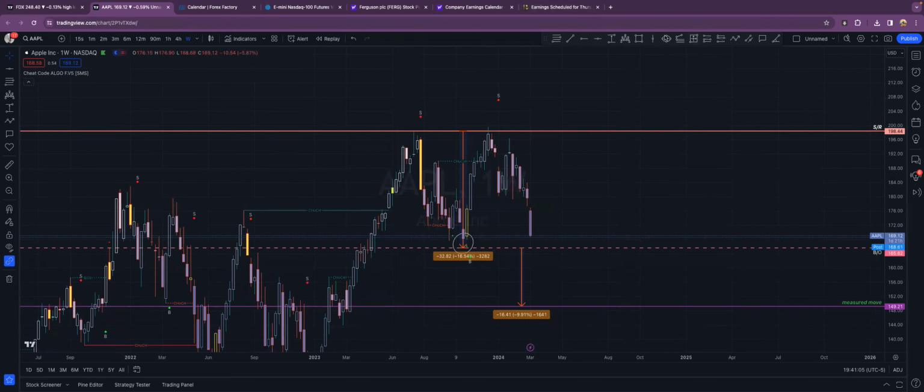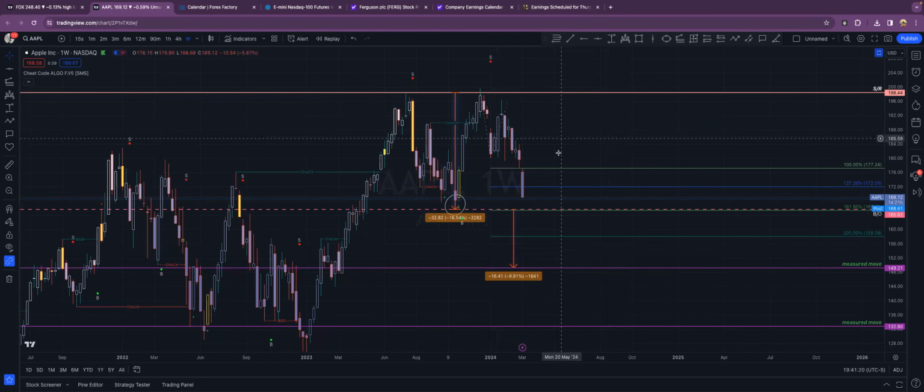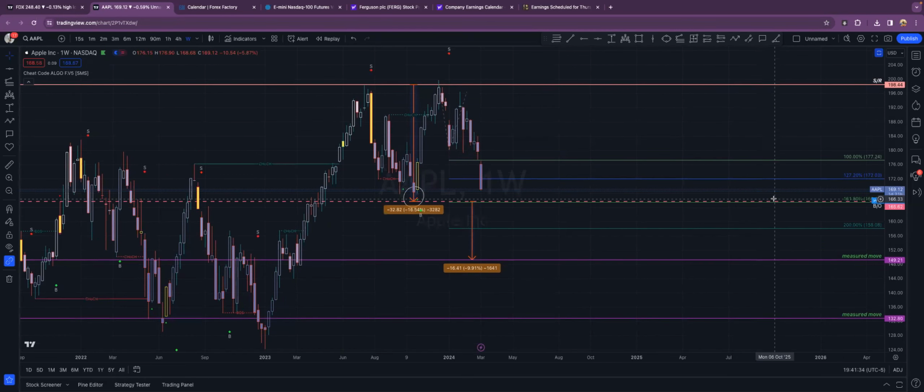Now, if we want to get spicy with it, we can run this fib extension. Where was our pivot point, from there to back up here? I want to see where it's going to break down to. If I run it from this level to here, it gives me 200% around 158. My 1618 is around where we're currently sitting at the close, so it's already post market. It hit the 1618 extension level. It already went past the 127.